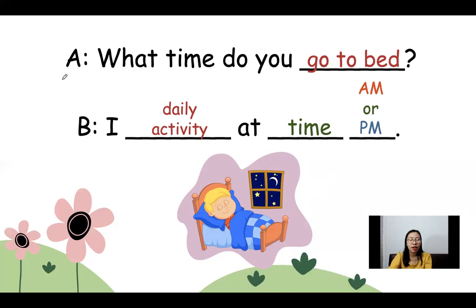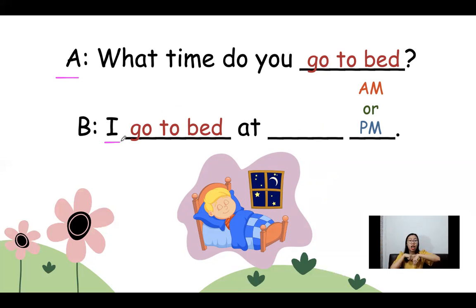Now let's read again, letter A. What time do you go to bed? B answers. I go to bed at. What time do you go to bed? 9, right? 9 what? 9 p.m. All right, 9 p.m.